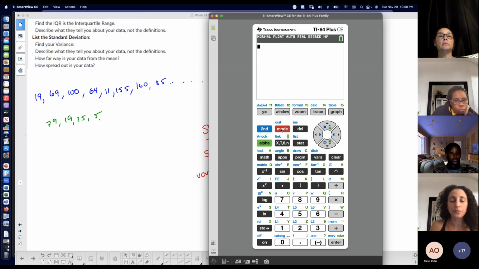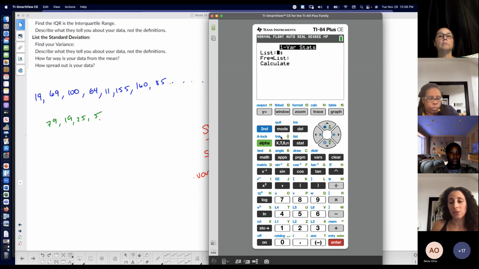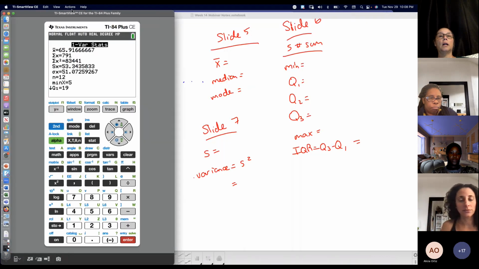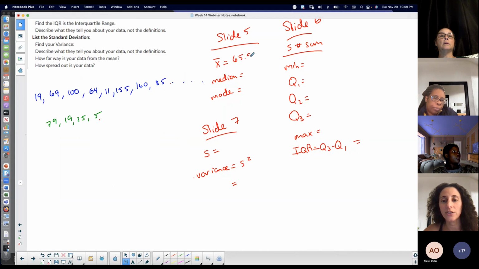So I put mine in L1. Second quit. This is way back in the day. Stat, calc, 1-Var Stats is going to give me all of this. My list was L1, so second one to put L1. Frequency list, I don't need that, because it's not coming from the frequency table. I'm using my original data, my original sample. Here's everything. X bar, my mean. I'm going to go maybe 2 digits to the right of the decimal: 65.92.